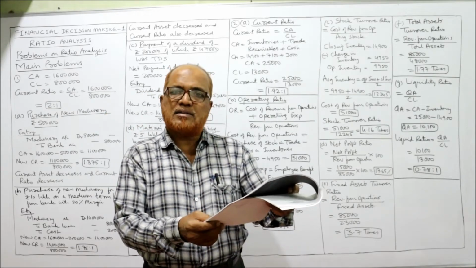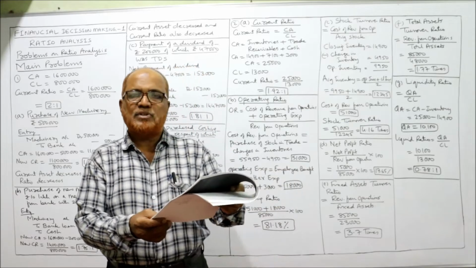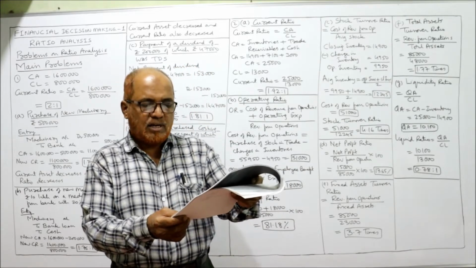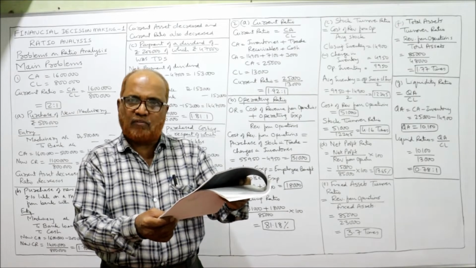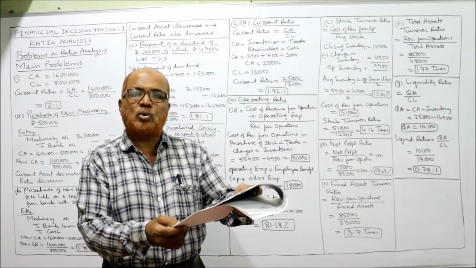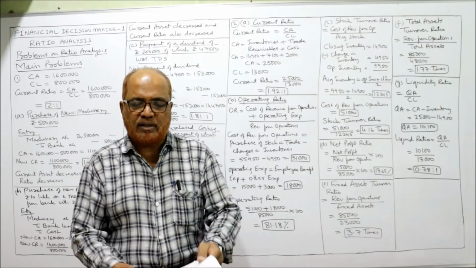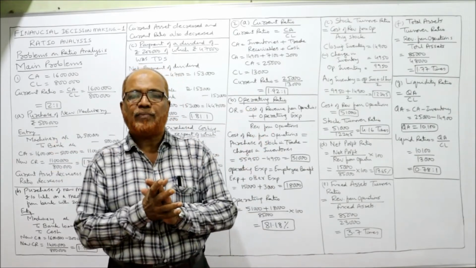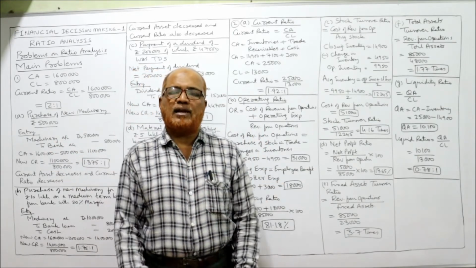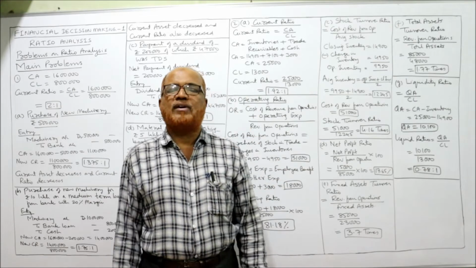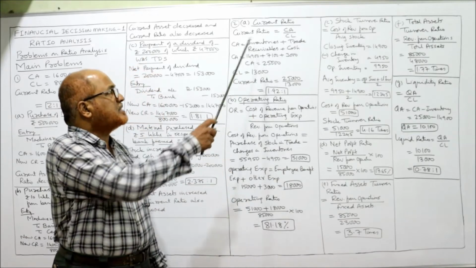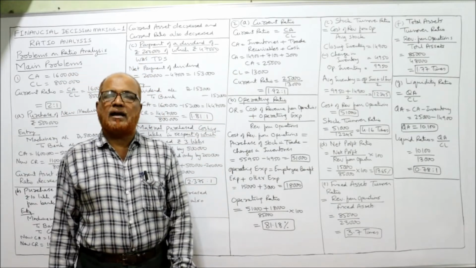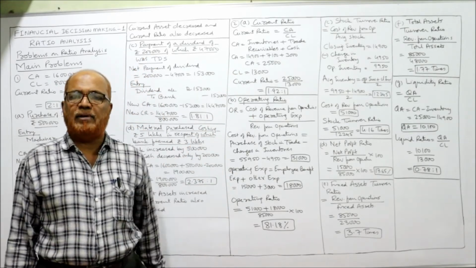You are required to calculate A, B, C, D, E, F, G. These many ratios we have to calculate. First, current ratio, then operating ratio, stock turnover ratio, net profit ratio, fixed assets turnover ratio, total assets turnover ratio, and liquidity ratio. That's it. These are the ratios we have to calculate from the two statements, profit and loss statement and balance sheet, right? One by one, we'll start. First, current ratio. It is asking you a current ratio. Current assets by current liabilities.